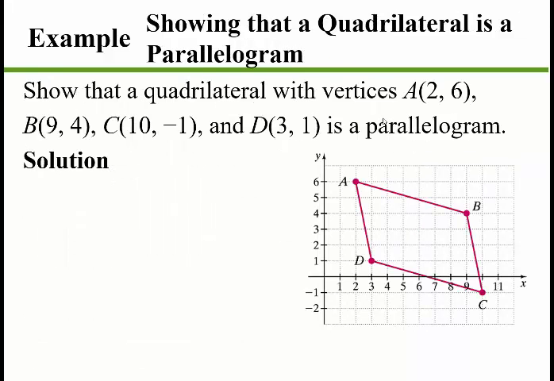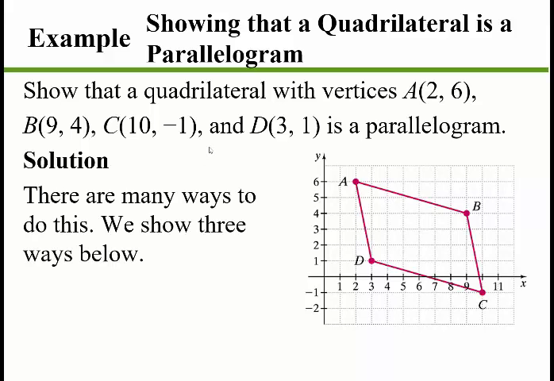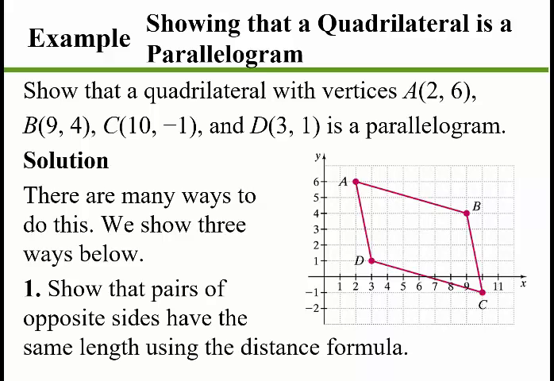All right, how about this one with algebra? Can we show that a quadrilateral with vertices (2, 6), (9, 4), (10, -1), and (3, 1) is a parallelogram? How can we do this? There are many ways to do this. I'm going to show you 3 different ways below, showing you how you can prove it with the different theorems.